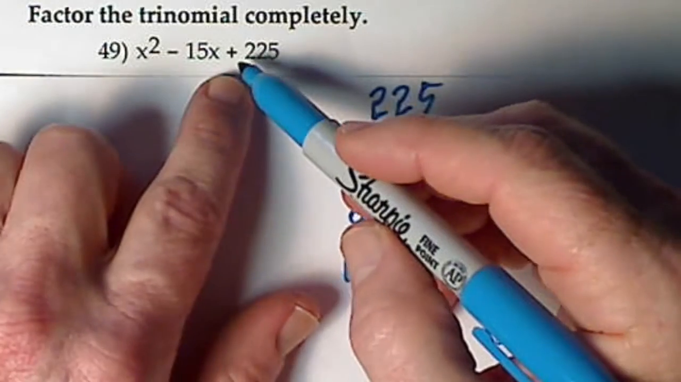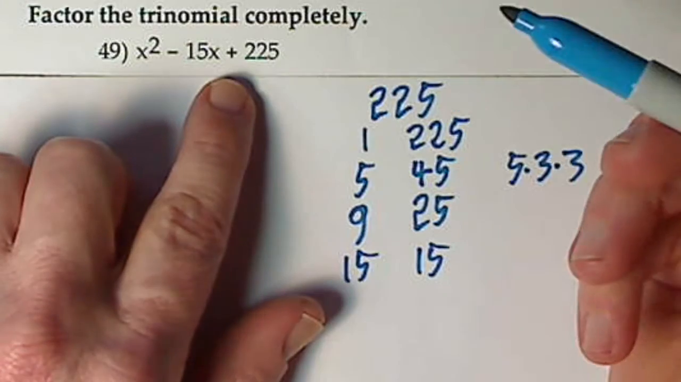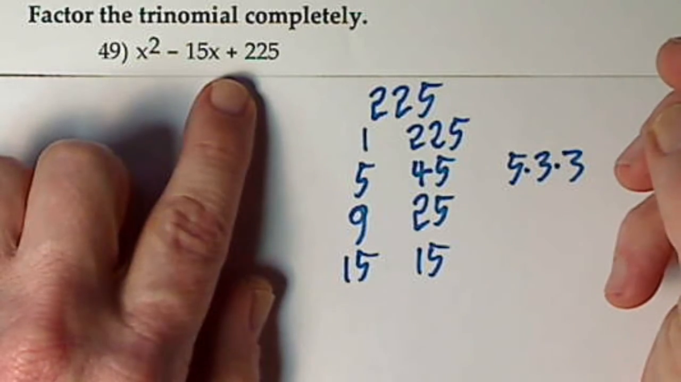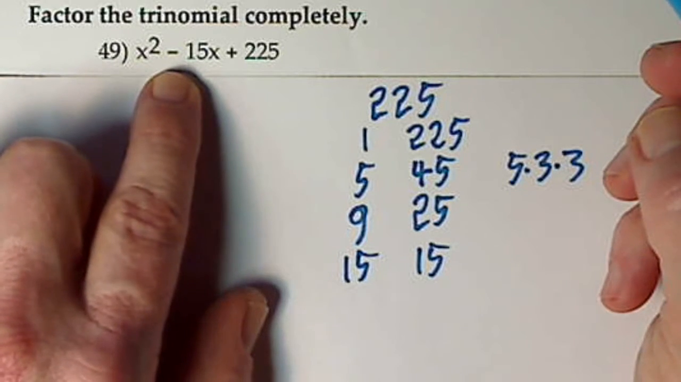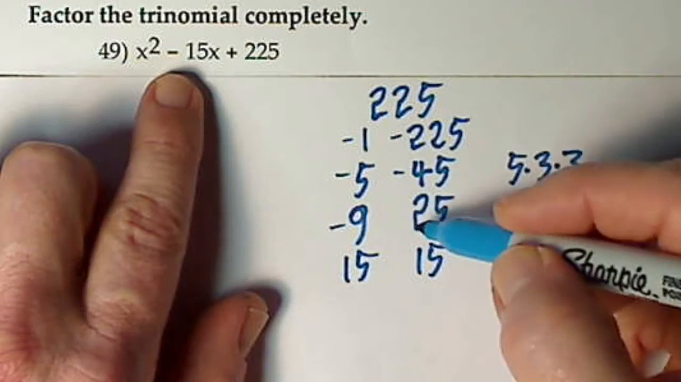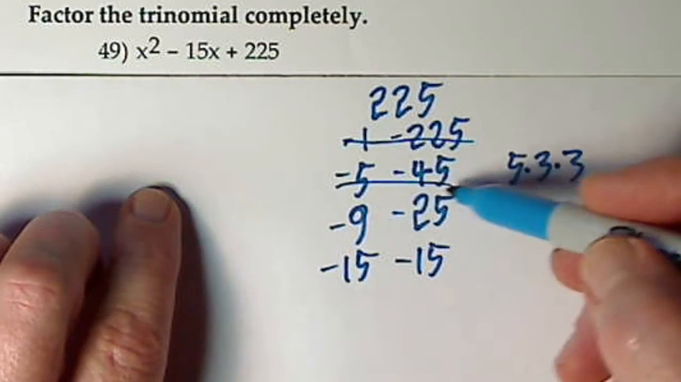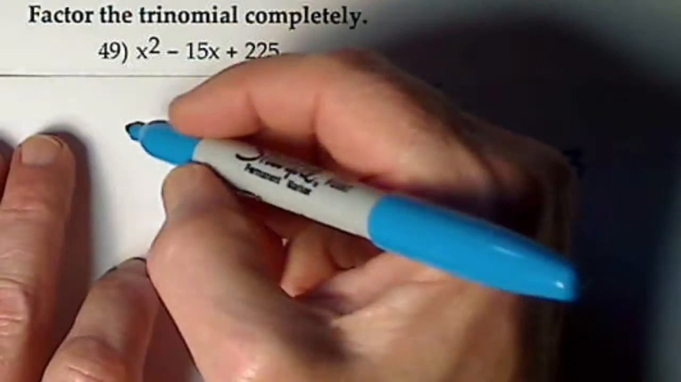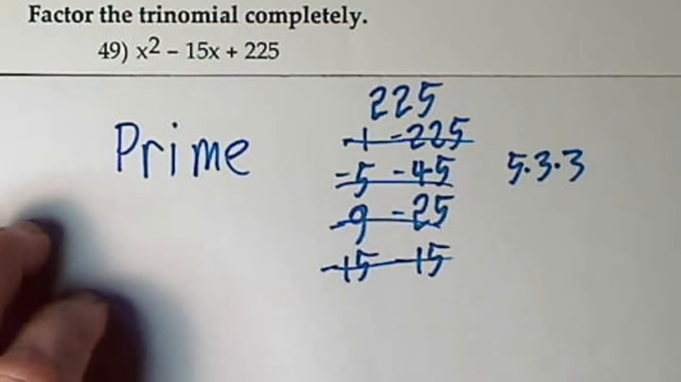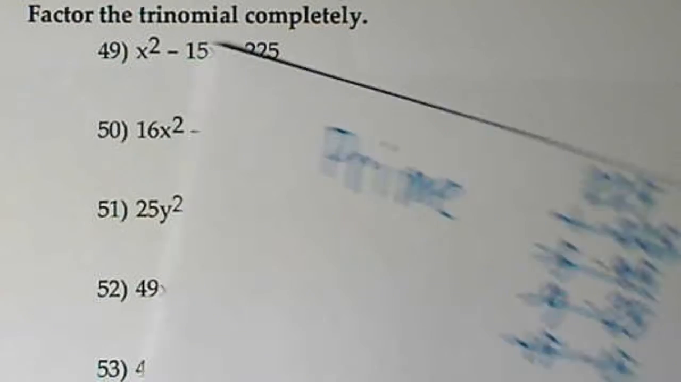Anyway, if this is positive, the signs must have been the same to get a positive. It was either positive times positive or negative times negative. That's how we got our positive 225. So we want a sum of negative 15. All right, both signs have to be negative. And is there any combination here that will give me a negative 15? There is no combination, so this is prime, and that's how you would answer it. Okay, that's 49. We'll take a look at 50.